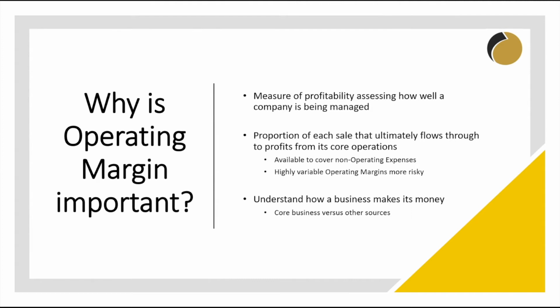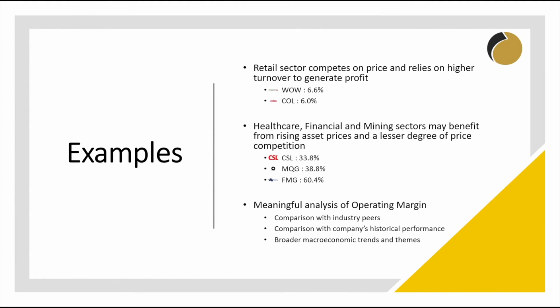Clearly, if operating margin is increasing, this is a sign of increasingly profitable core operations of a company. On the other hand, a company with highly variable operating margins could be assessed as being more risky. Operating margin also helps us understand how a business makes its money. In other words, is income being derived primarily from its core business, or is it coming from other sources, such as investments?